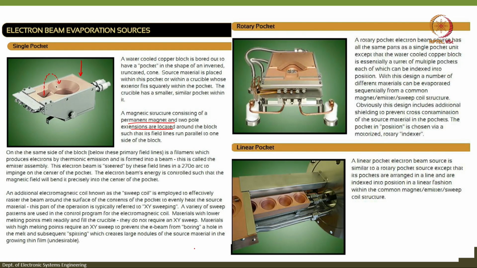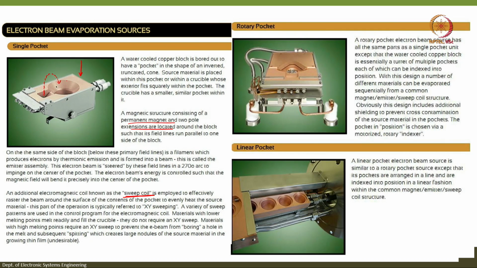This electron beam is steered with the help of these magnetic field lines, and the electron beam's energy is controlled such that the magnetic field will bend it precisely into the center of the pocket. So, the beauty of these magnets is to control the way the electrons are incident onto the center of the surface, and like I said, we can change it from a point source to a sweep source with the help of a sweep coil. You see, an additional electromagnetic coil called a sweep coil is employed to effectively raster the beam around the surface of the content of the pocket to evenly heat the source material.